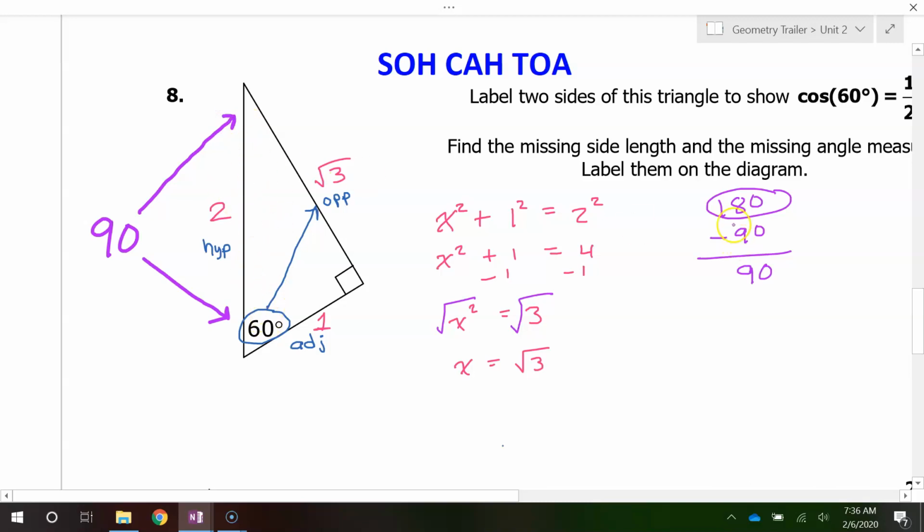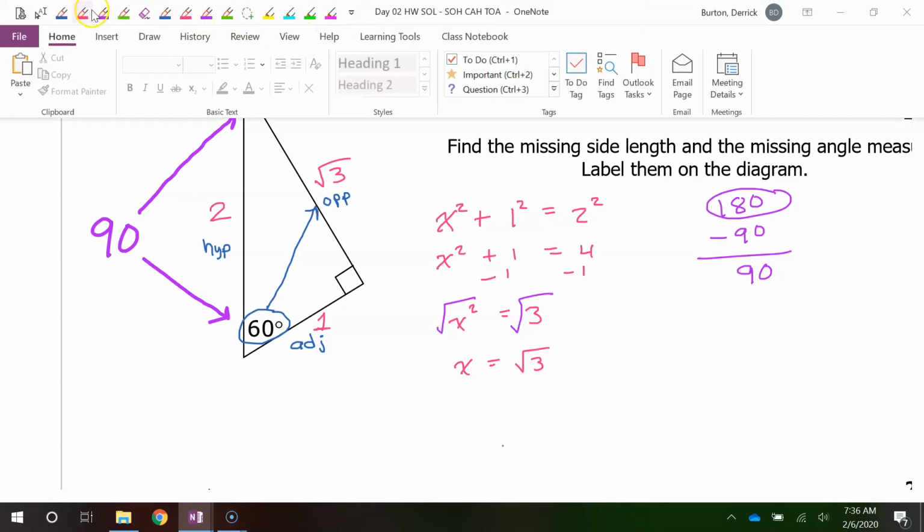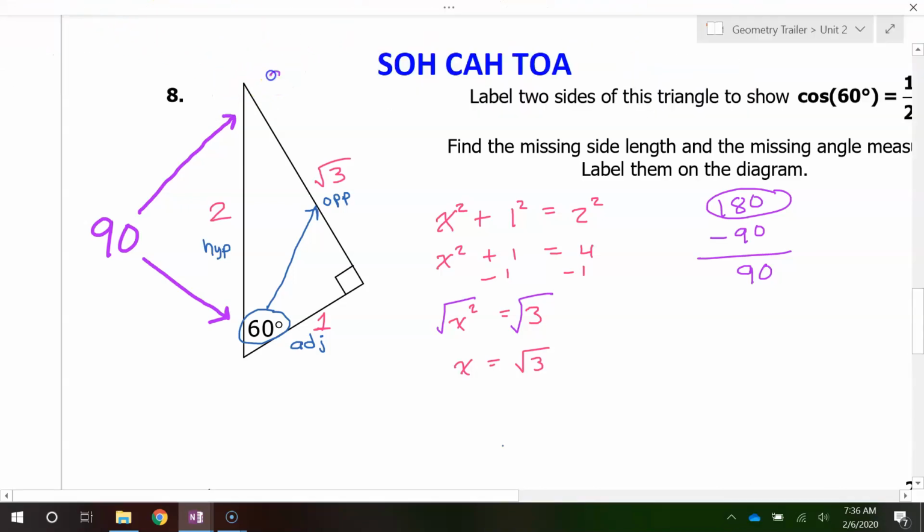So instead of subtracting two angles from 180, it's quicker to subtract one angle from 90, since these have to add up to 90. The quicker thing to do is just 90 minus 60, and that is going to give us this angle right here. And of course, that is 30 degrees.